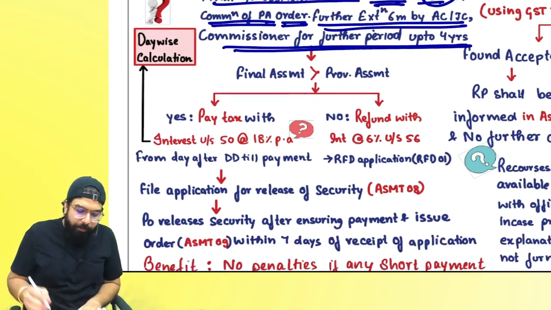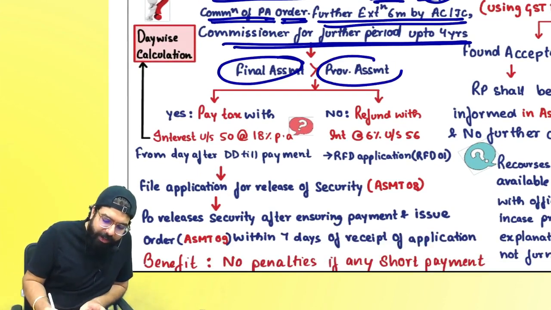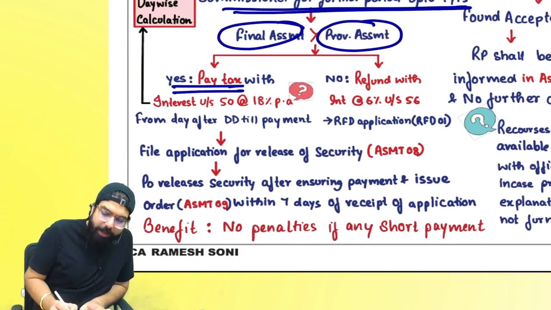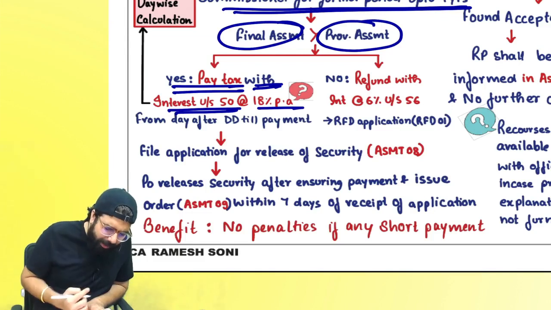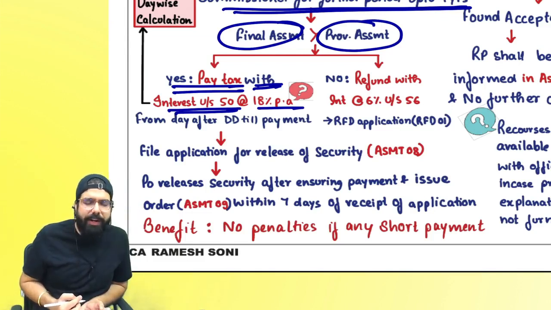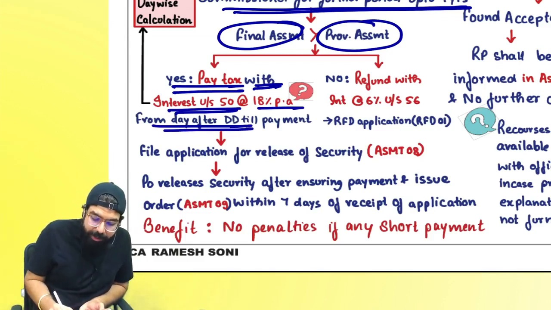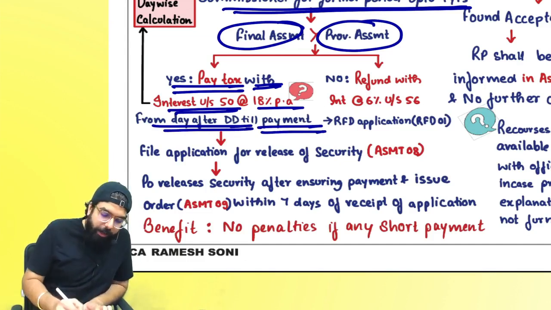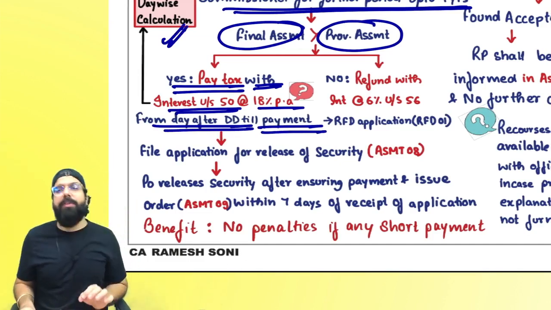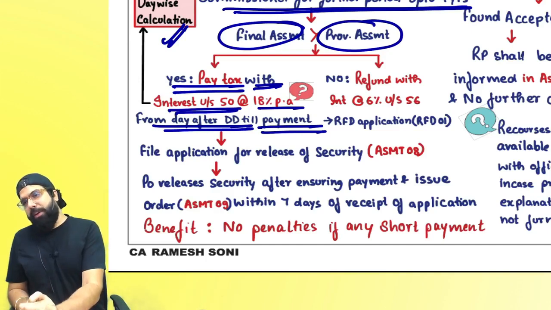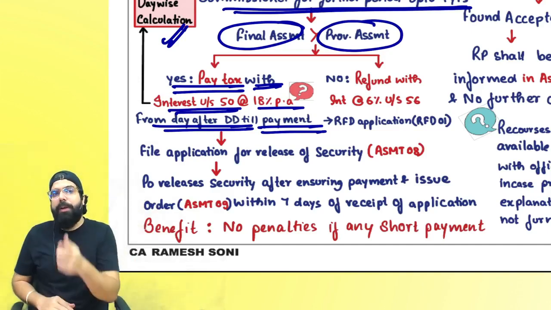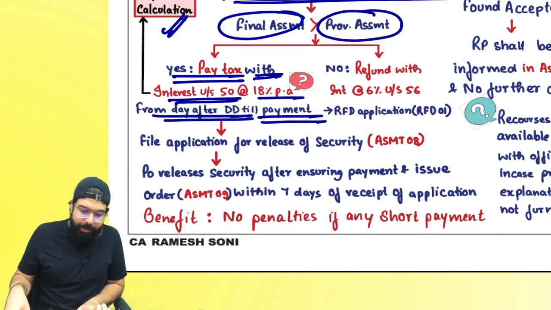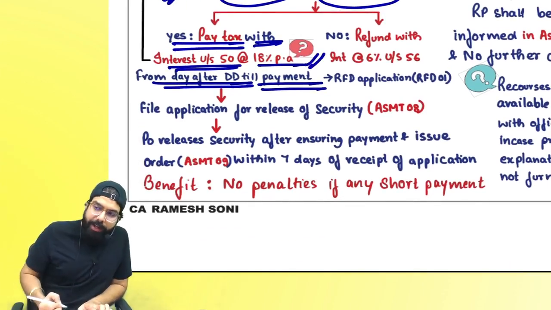Right everyone? Then if the final assessment is greater than provisional assessment, you will have to pay the tax along with interest under section number 50 at the rate of 18% from the due date till the date of payment. And always remember, this interest calculation is day-wise. From the very next day of the due date till the date of payment, you will have to make the payment along with interest at the rate of 18%.